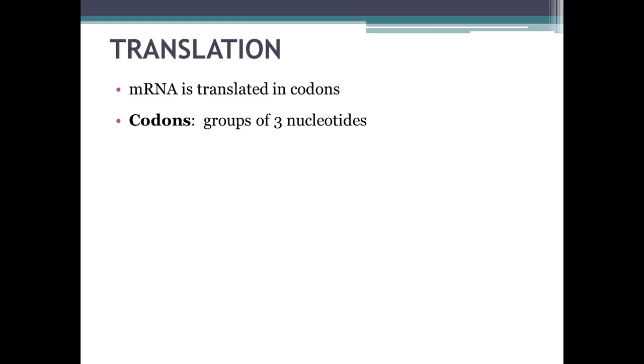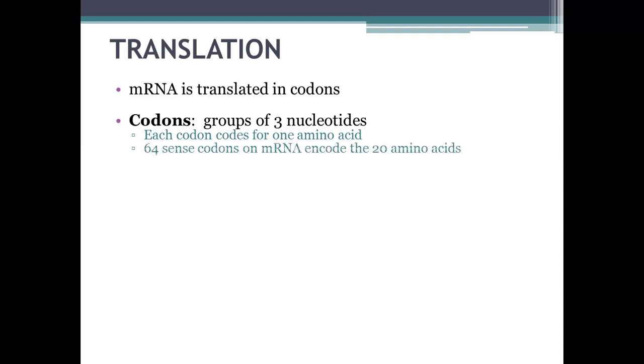Translation. The mRNA is translated into codons. Codons are a group of 3 nucleotides. Each codon codes for 1 amino acid. There are 64 sense codons on an mRNA that encodes the 20 amino acids. The genetic code is degenerate. Degeneracy of the code means that each amino acid is coded by more than 1 codon. Degeneracy helps out by decreasing the mutation rate.